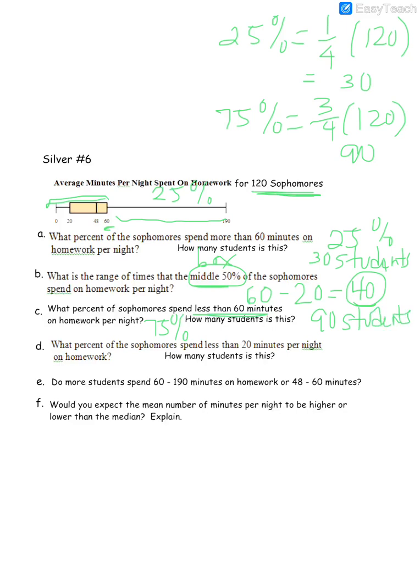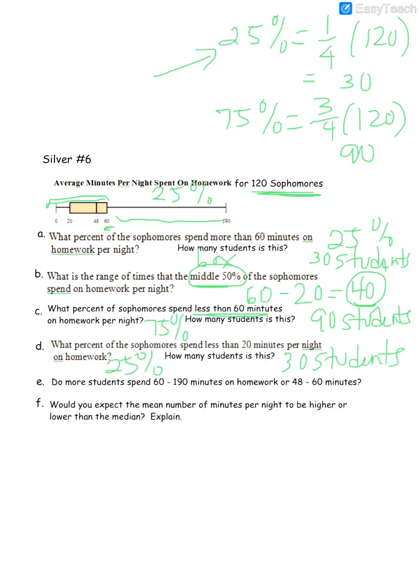What percent of the sophomores spend less than 20 minutes per night on their homework? So less than 20 minutes is 25%. How many students is that? We did that up here again. I'm not going to do it again, so I'm going to get 30 students.